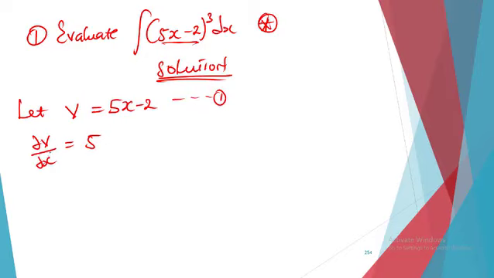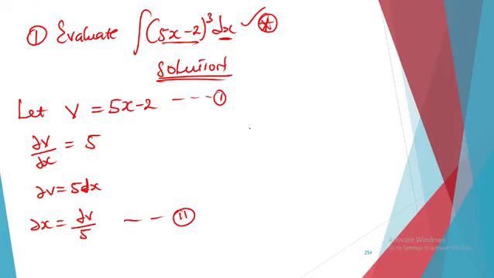Now we found the value of dv over dx. We need to find the value of dx here, because there is the dx in the question. How do we do that? We then have dv equal to 5 dx, right? Therefore dx is equal to dv over 5. So that's the value of the dx, and we call that equation 2. Now by substitution, we substitute equation 1 and equation 2 in this given question.